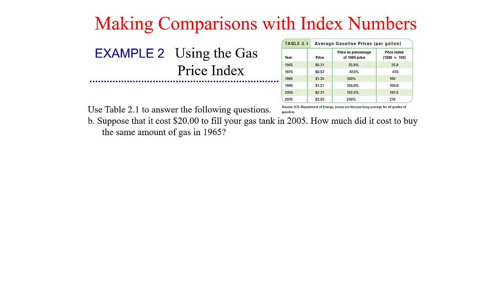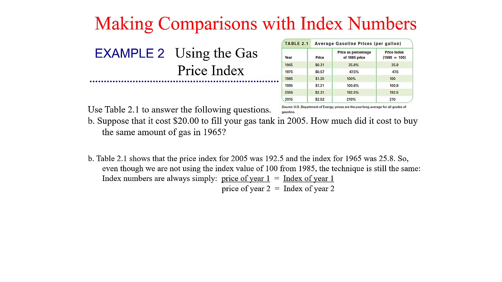Suppose that it cost $20 to fill your tank in 2005. How much did it cost to buy the same amount of gas in 1965? Now, you'll notice in this question, we're no longer using the index value from 1985. We're comparing two completely different years, right? 1965 and 2005. But the beauty of our technique is it doesn't matter. You still just set up a simple ratio.